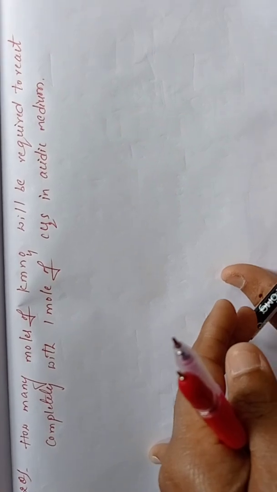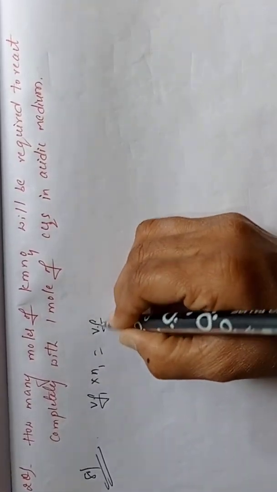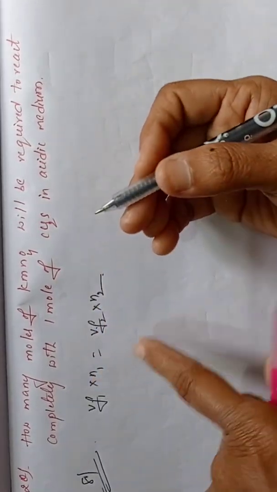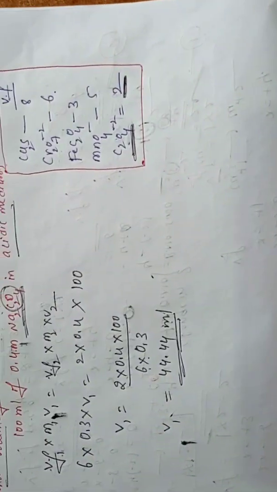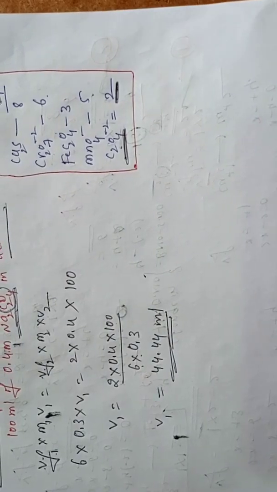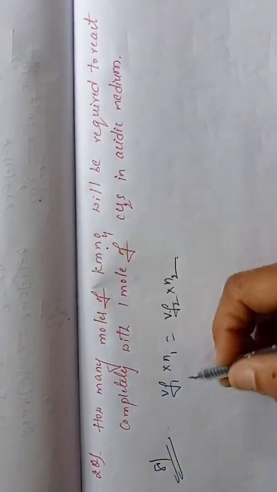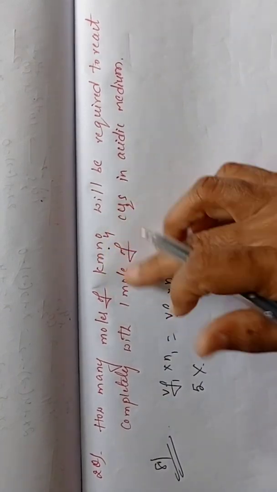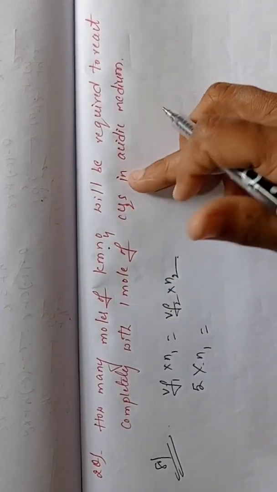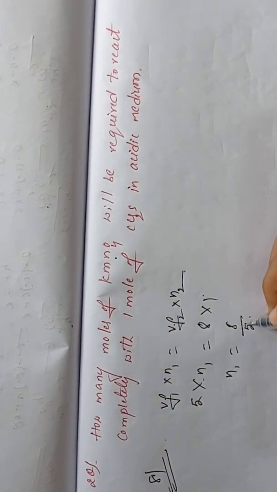Valency factor 1 into number of moles N1 is equal to valency factor 2 into number of moles N2. For KMnO4, what is the valency factor? I told you the valency factor of the permanganate ion, MnO4 minus, is 5. And for copper sulfide, what is the valency factor? 8. We have to find the number of moles of KMnO4. So take 5 into N1 equal to 8 into the number of moles of copper sulfide, 1 given. So N1 is equal to 8 by 5, that is 8 by 5 moles.